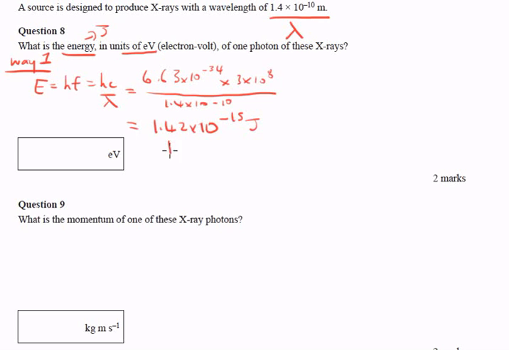So if you then divide that by 1.6 by 10 to the minus 19, that puts it into electron volts, and you get 8879 electron volts.